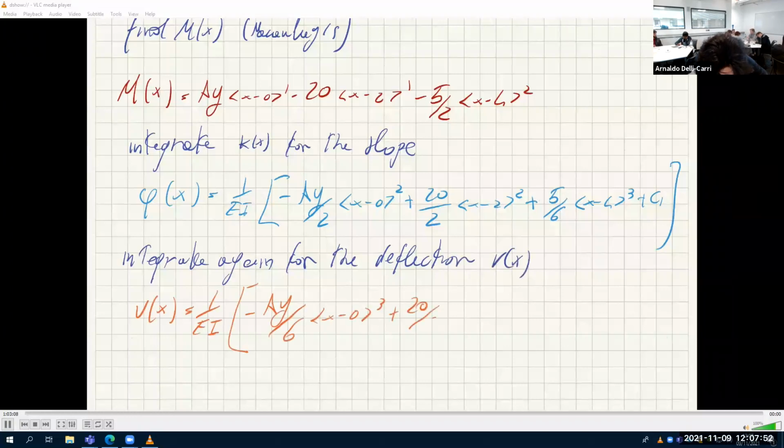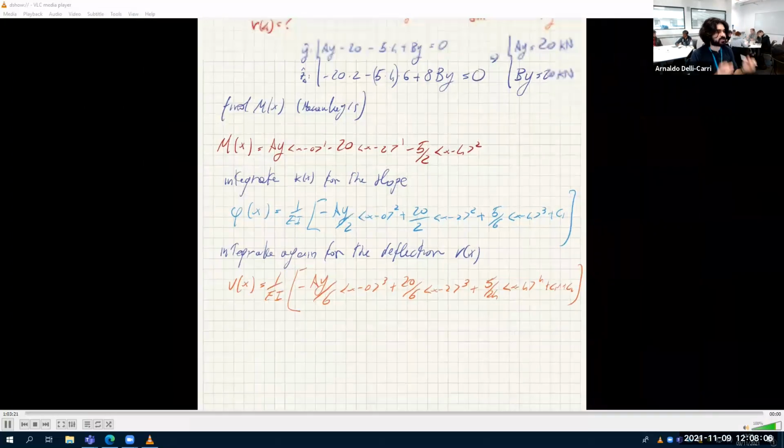Plus 20 divided by 6, (x minus 2) to the power of 3, plus 5 divided by 24, (x minus 4) to the power of 4, plus c1x plus c2. Compatibility equations. Now, these are the interesting ones.